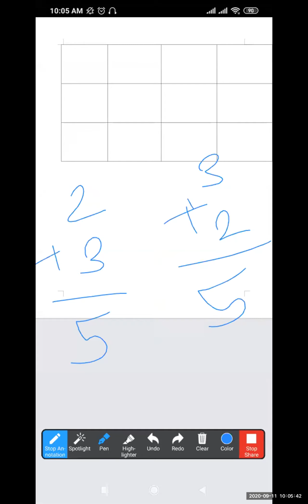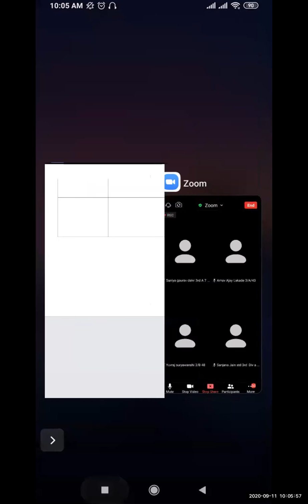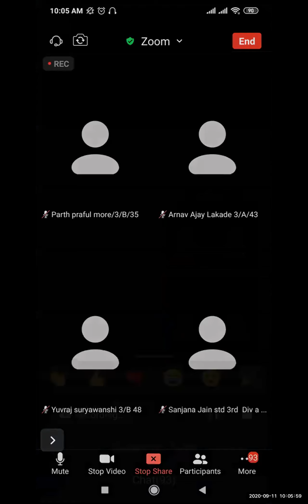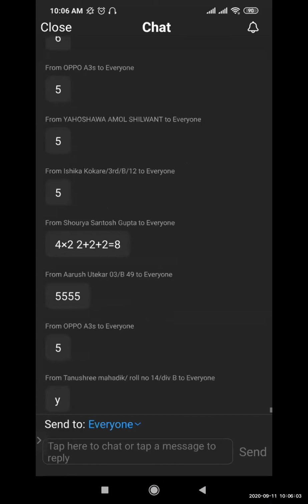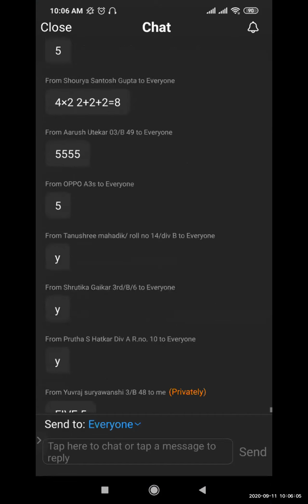So this is the first property of the multiplication. If you exchange the places of the multiplicand and multiplier, still the answer remains the same. Got it, children? Got it? Understood, all of you? If yes, then please type Y in the chat box.